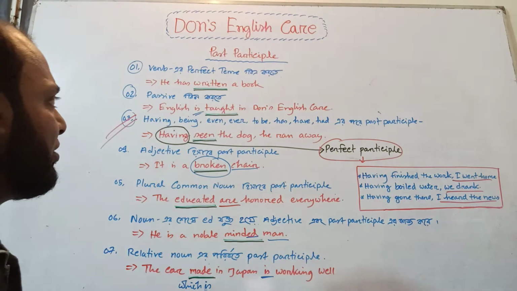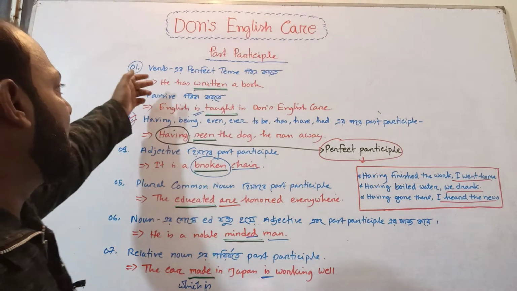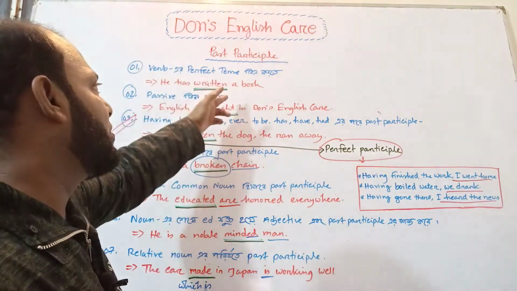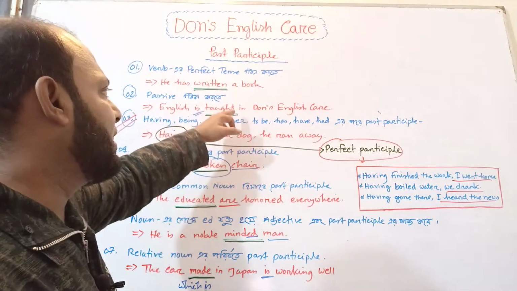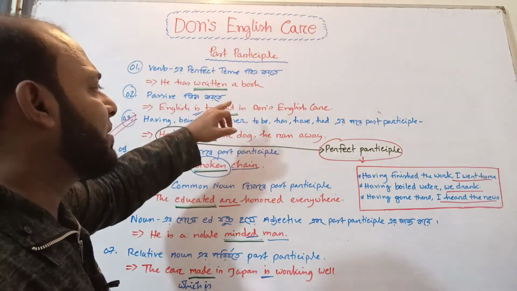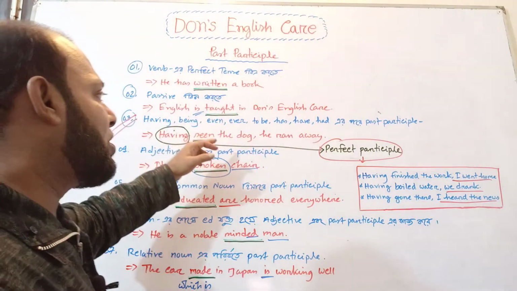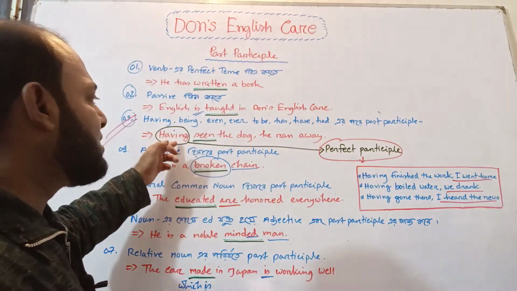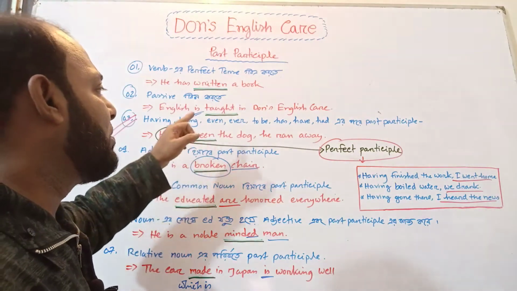Okay, again I'm just going to read here. He has written a book. I mean, written here is past participle. English is taught in English. This is a passive sentence and the verb contains verb 3, so we can call it past participle. Having seen the dog, he ran away. You can call here 2 figures, past participle and also perfect participle.